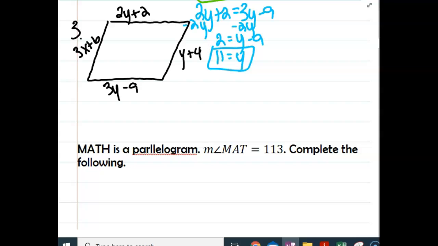Now to solve for x, I would take 3x plus 6 equals y plus 4, which is a problem because I have x's and y's. But it's not a problem because what do I know? I know that y equals 11. So if y is 11, then this side is what? 15. 11 plus 4. That side's 15, and these sides are congruent. So 3x plus 6 equals 15. Subtract 6, we have 3x equals 9. Divide by 3, we should get x equals 3.